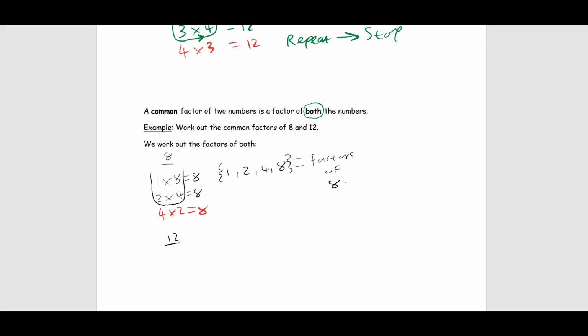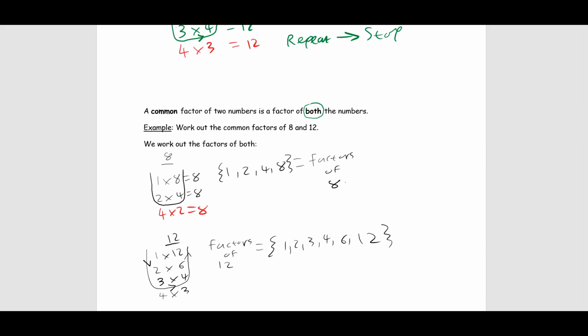Similarly with 12, so 1 times 12 is 12, 2 times 6 is 12, 3 times 4 is 12, and then we have 4 times 3. But again, we've repeated, so our factors of 12 are going to be 1, 2, 3, and you can see how I'm reading. I'm going down this end of the horseshoe, going this way, and then going up. 1, 2, 3, 4, 6, and of course 12.